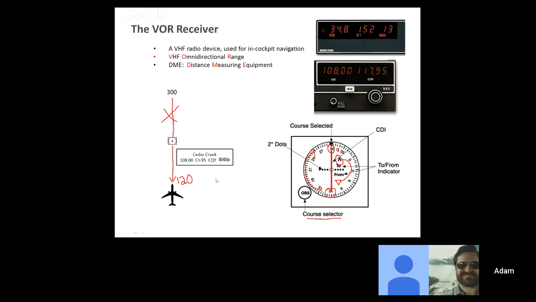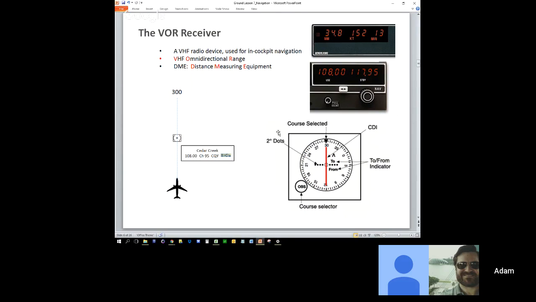But my point earlier was the gauge does not know what your heading is. It doesn't have any reference to what direction your airplane is going. So it doesn't matter whether you truly are flying away from the station or not. For example, your airplane could be flying this way, and if the 120 was your selected course, you still would have a from indication on the VOR receiver.